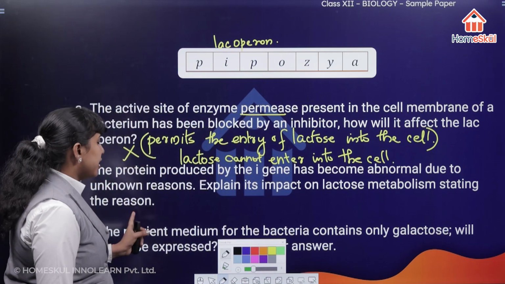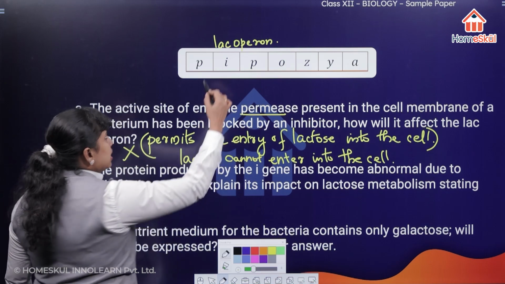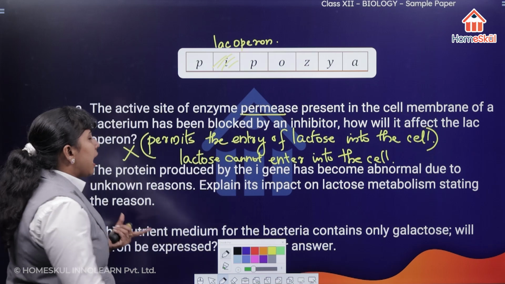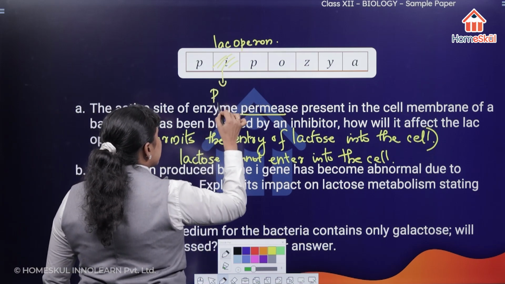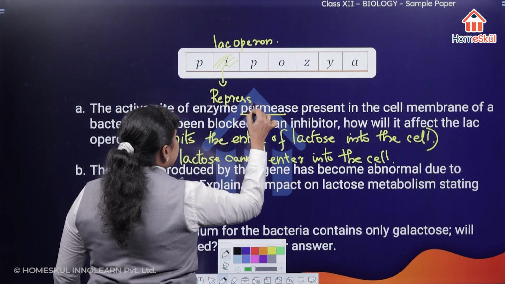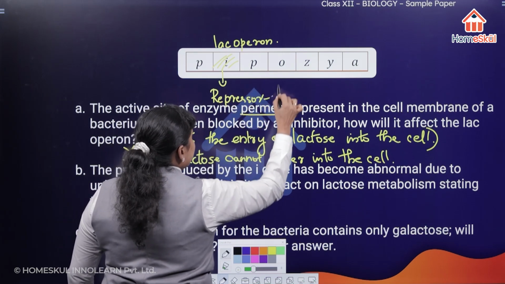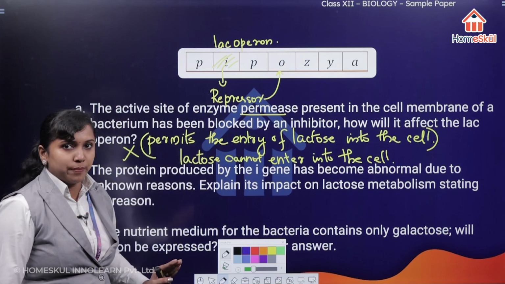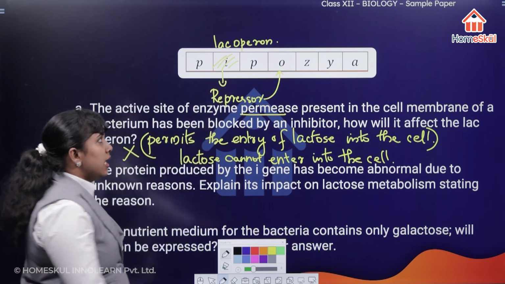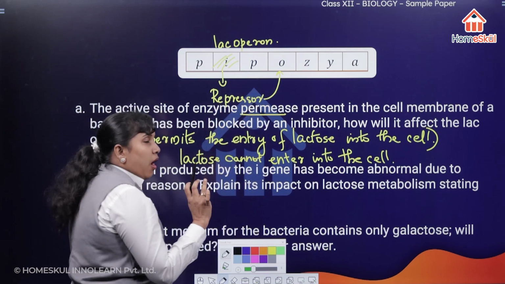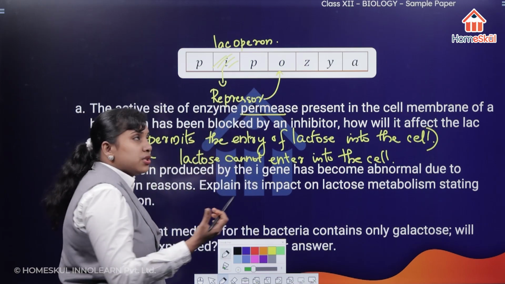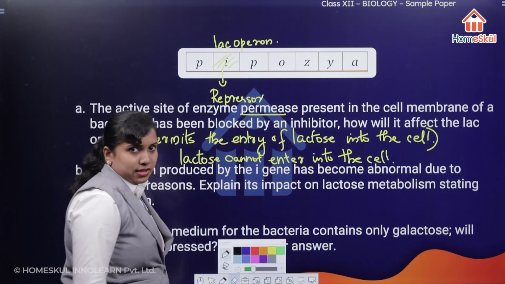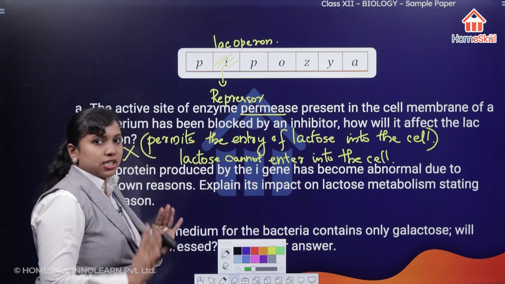Clear? Then, the protein produced by the I gene has become abnormal. We know that the protein produced by the I gene is the repressor protein. And the repressor protein will bind to the operator region in such a way that the operon will not function. When the repressor protein is bound to lactose, which acts as an inducer, it is removed from the operator region so that this can be translated. This is the normal condition of lac operon.